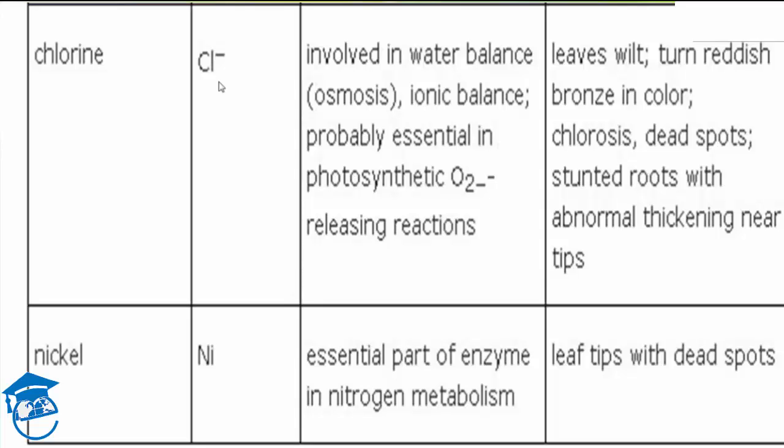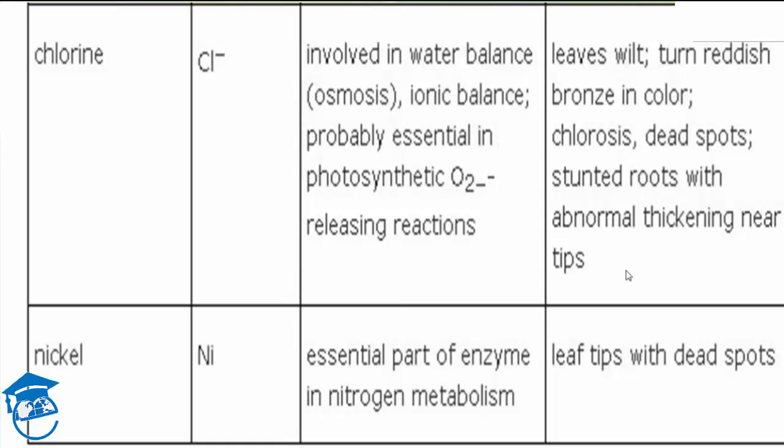Now what's the deficiency symptom of chlorine, students? It causes wilting of the leaves. Okay, they turn reddish bronze in color. It also causes chlorosis. It also causes dead spots. It causes stunted roots with abnormal thickening near the tips. Okay, so these are the deficiency symptoms of chlorine, students.